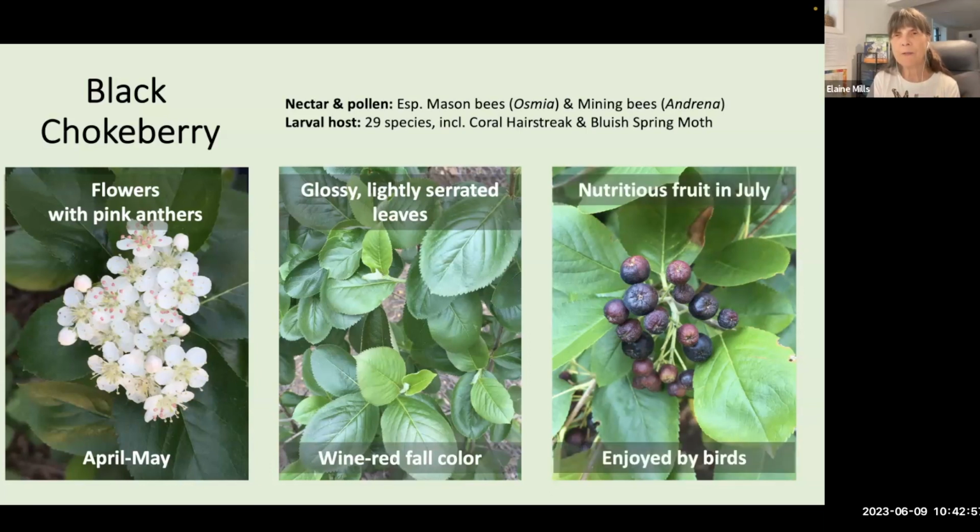Both of those species of native shrubs have very nutritious fruit. The black chokeberry fruit will appear in July and be eaten pretty readily by birds. It also can be enjoyed by us. It's very high in anthocyanins, and you wouldn't want to eat it raw because it's so astringent, but it can be used cooked in jams and preserves.